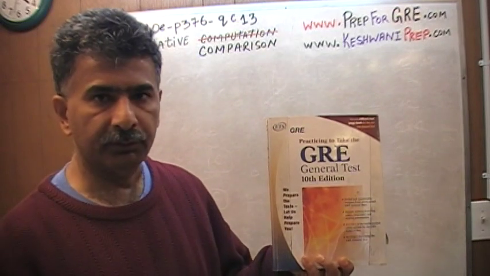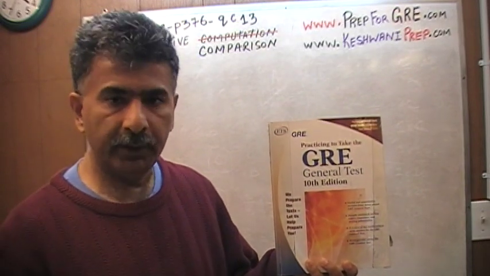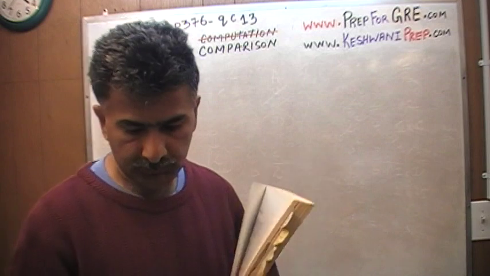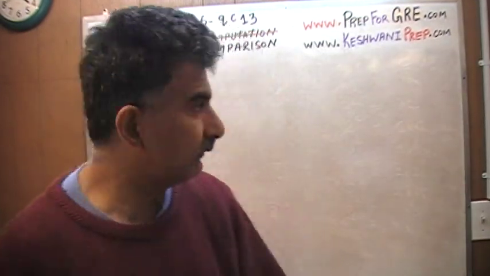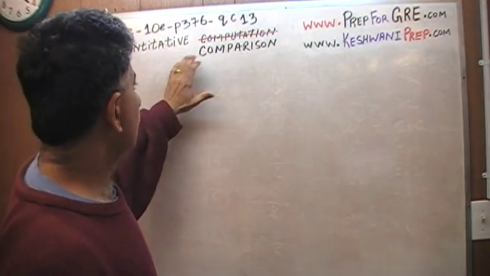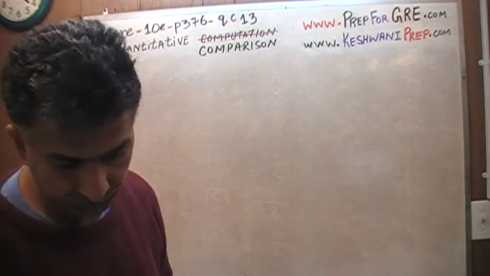I have been solving math problems for GRE out of this book here, practicing to take the GRE General Test, the 10th edition. If you do not own this book already, purchase one immediately. The problem that I'm about to solve is the one that you're going to find on page number 376, quantitative comparison question number 13. Let's take a look at it.